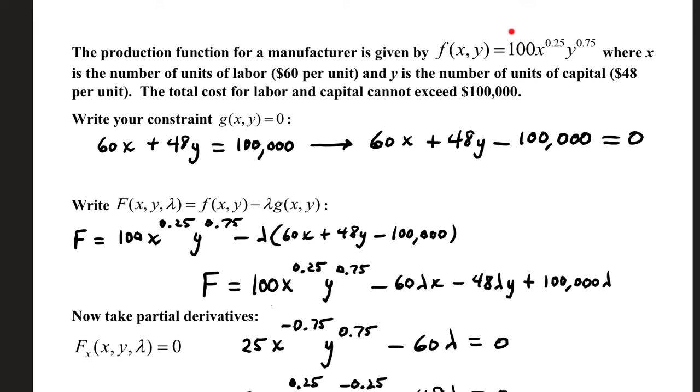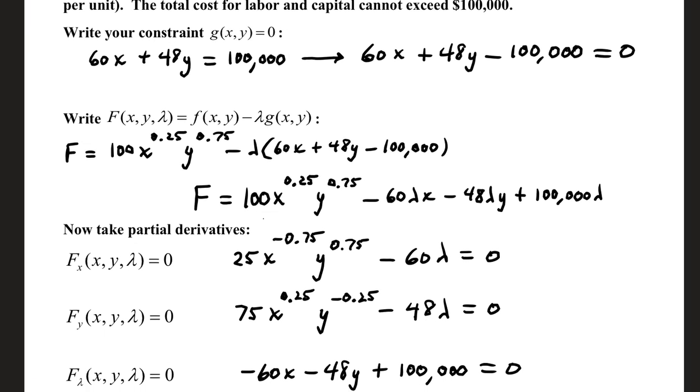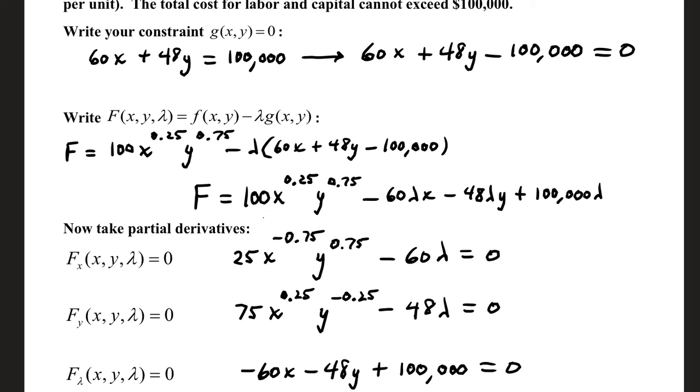The original function given, we're going to use it and the constraint we just found and write our capital F function in terms of x, y, and lambda. When we do that, we take our original function given, so that's 100 x to the 0.25 power times y to the 0.75 power, minus lambda times our constraint. That's the first thing we did. Distributing negative lambda to all three terms, we get capital F equals the original function given minus 60 lambda x minus 48 lambda y plus 100,000 lambda.